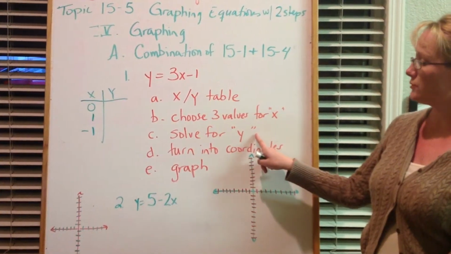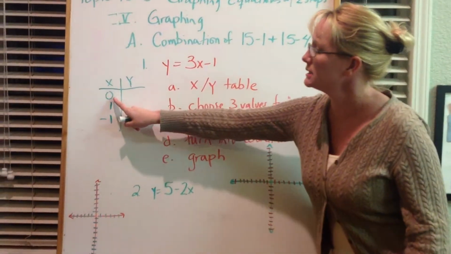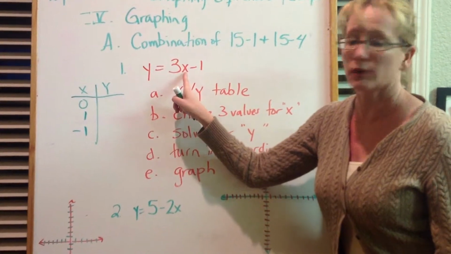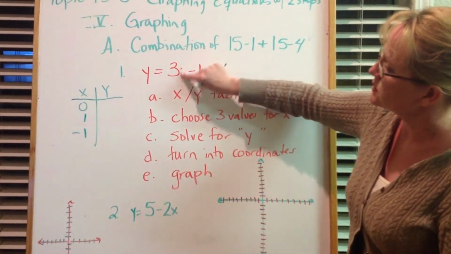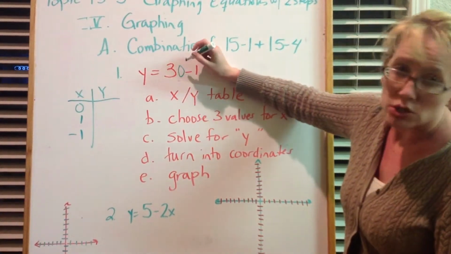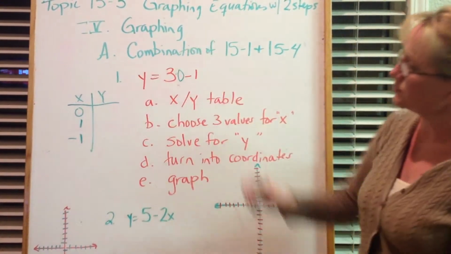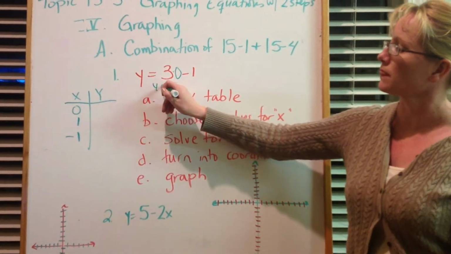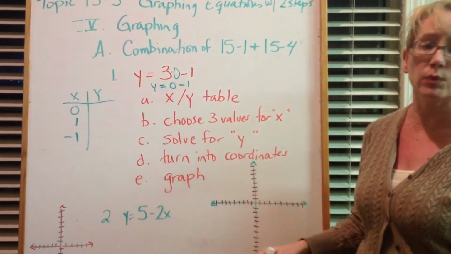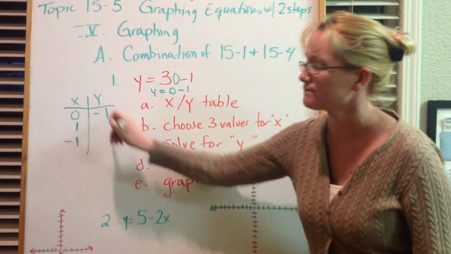Then we're going to solve for y. We solve for y by replacing the x in our problems with the x that we created. So I'm going to replace this x with 0. So is this a 30? No, it's a multiplying, right? So we multiply first. 3 times 0 is 0. And 0 minus 1 is a negative 1.